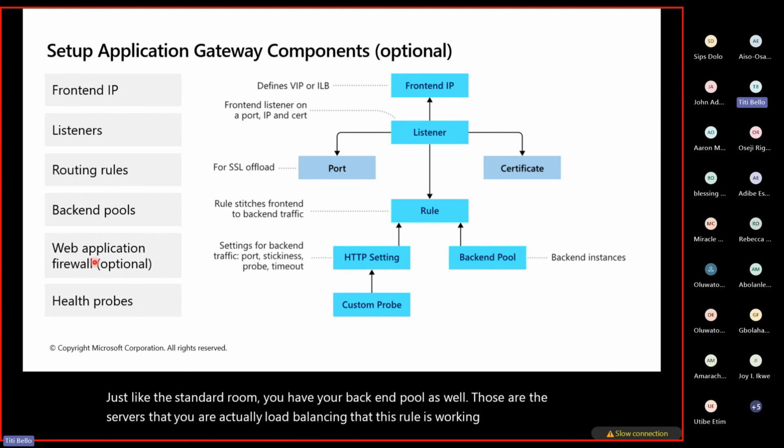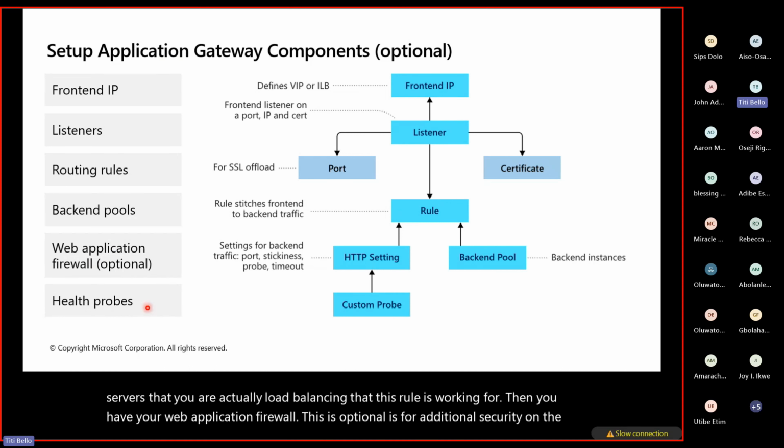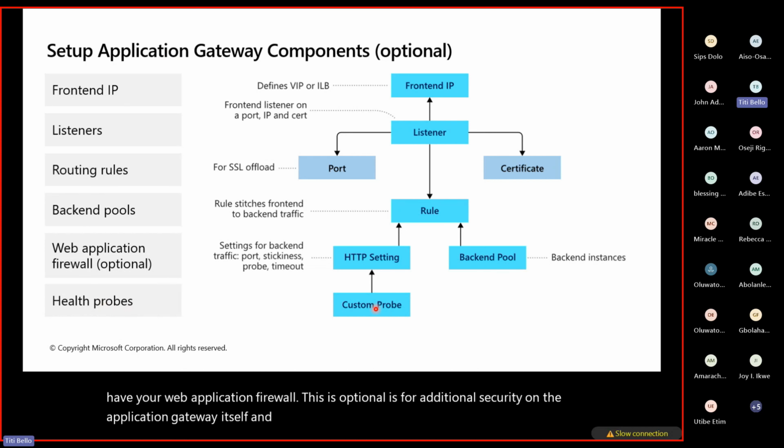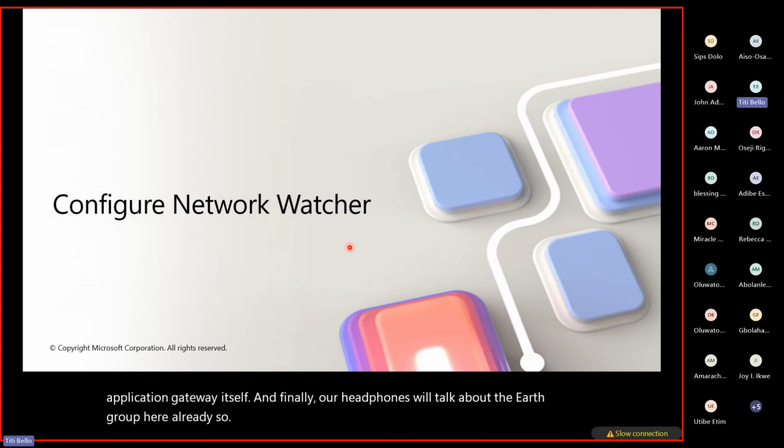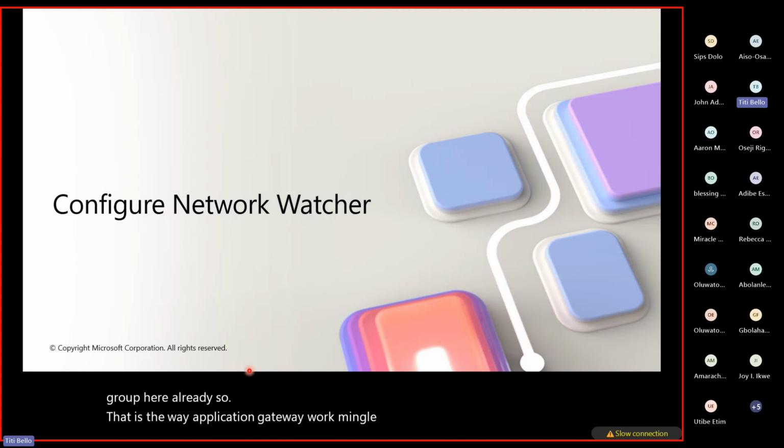Then you have your web application firewall. This is optional. It's for additional security on the application gateway itself. And finally, our head group. We have talked about the head group here already. So that is the way application gateway works. Let me go back to the browser.